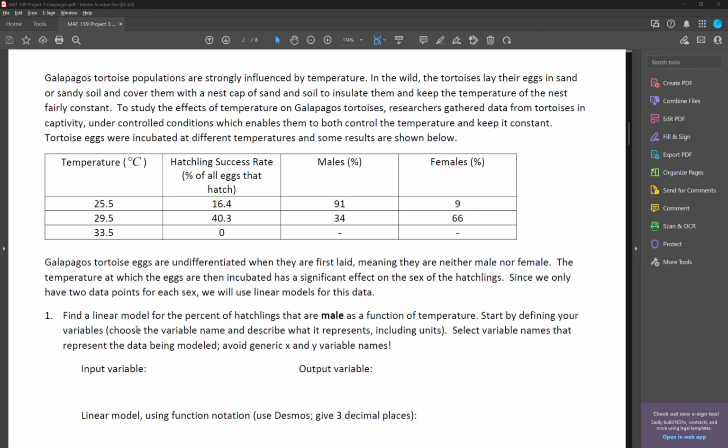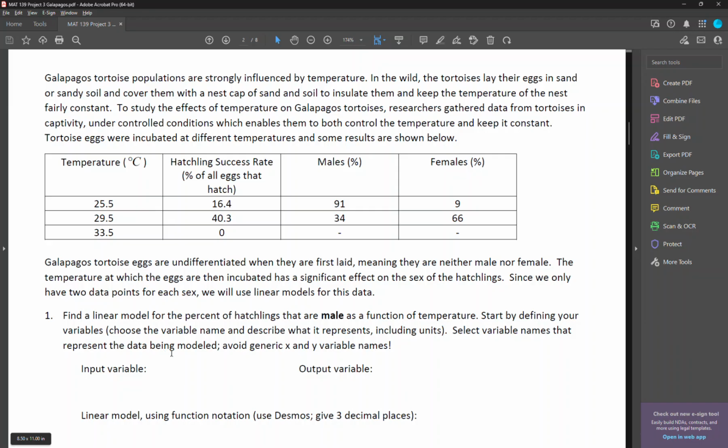Then you're going to find a linear model to predict the percent of hatchlings that are male as a function of temperature. So for the first part, I'm looking at my male as a function of temperature. I'm going to start by defining my variables, choose the variable name, and describe what it means, including units.